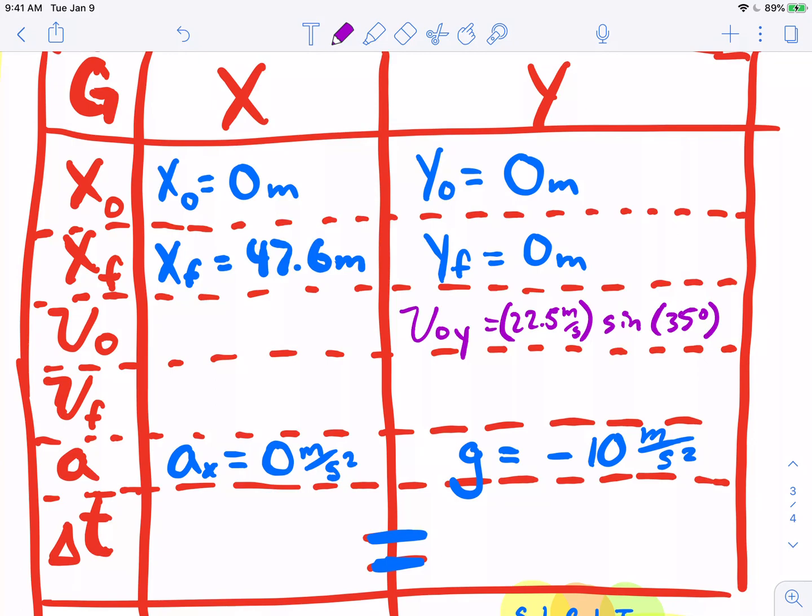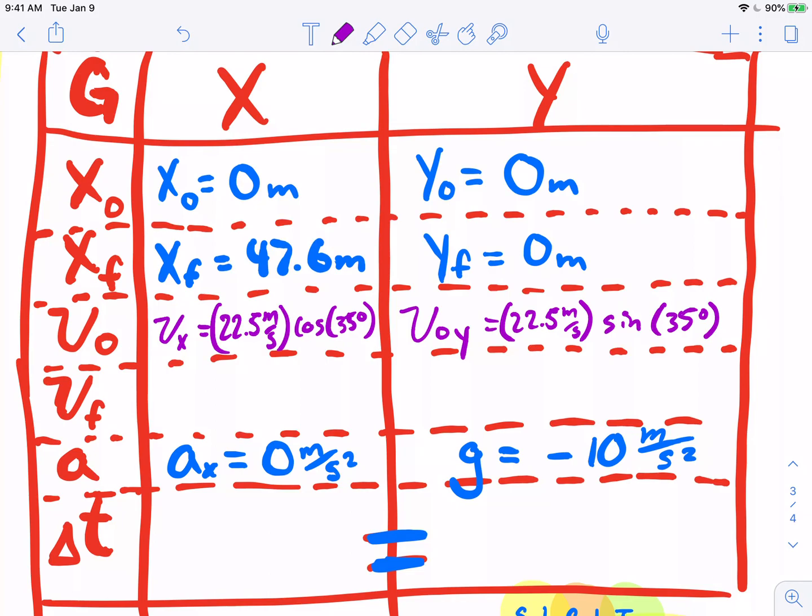And then we have our Vx, which is going to be that initial velocity times cosine of theta. But we can substitute numbers in. So I'm going to put in my 22.5 meters per second. Let's see if I can squish it in. Times cosine of 35 degrees. Barely got it in there.